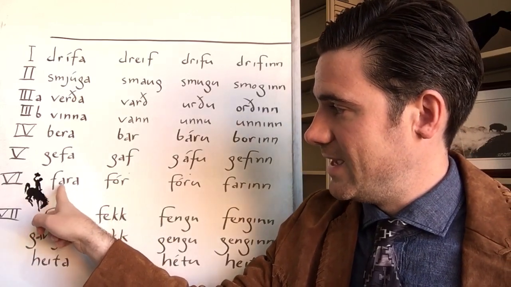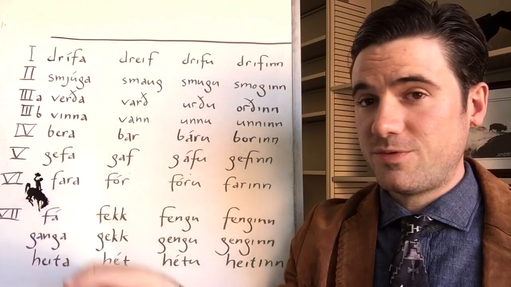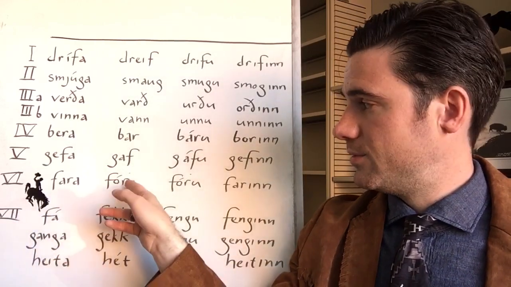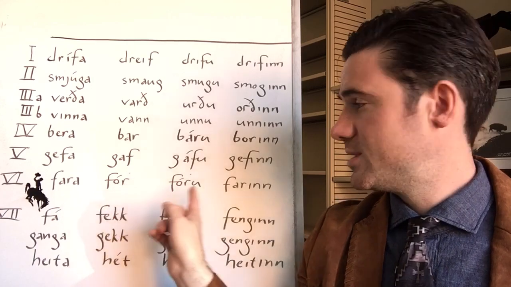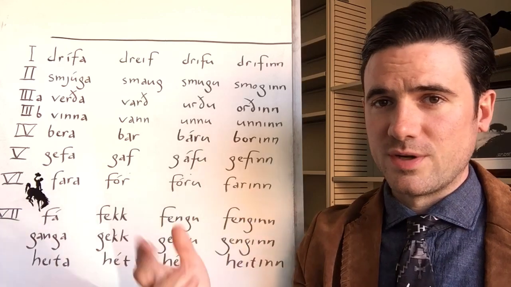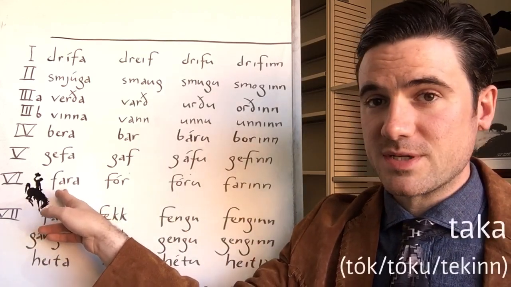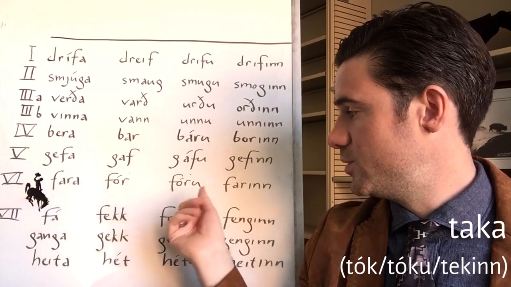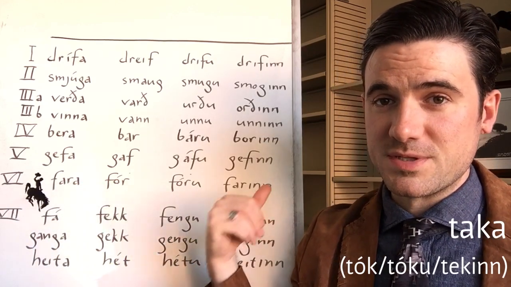Class 6 will have an A in the root and then a single consonant. So fara, to fare, to go. Fór, third person singular, past. He, she, it went. Fóru, they went. Farinn, gone, they have gone. Past participle. Taka works the same way. We saw that example. It's a class 6. Taka, tóku. Then we have tekinn with i-umlaut in the past participle because the root ends in a K, G, or NG.